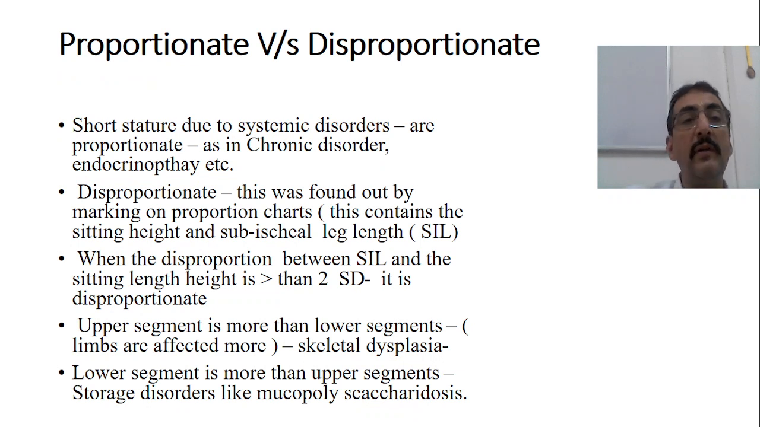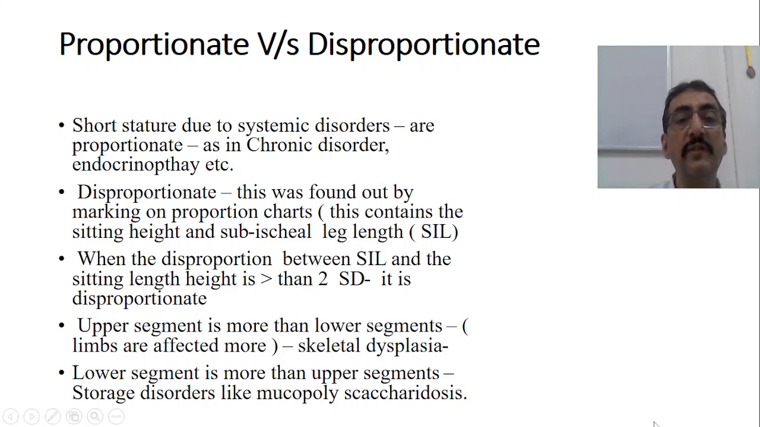Now come to the actual point, proportionate as well as disproportionate short stature. So this is a new thing. Depending upon the upper segment and lower segment, we are again dividing short stature into two types. So far we have divided short stature into familial, constitutional, pathological, endocrinal, etc. Now, suppose a patient of short stature is there, decide whether it is proportionate or disproportionate. Short stature due to systemic disorders is always proportionate short stature, as we see in some of the chronic disorders, endocrinopathies, etc.